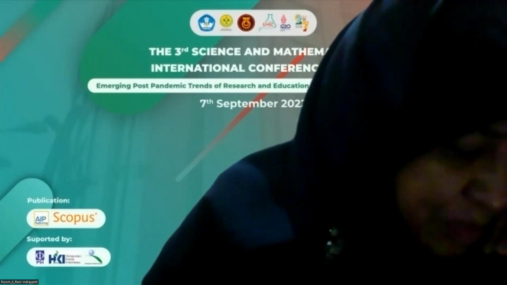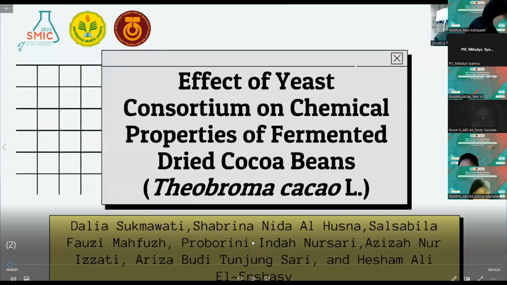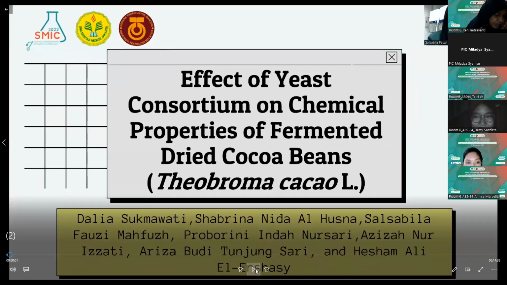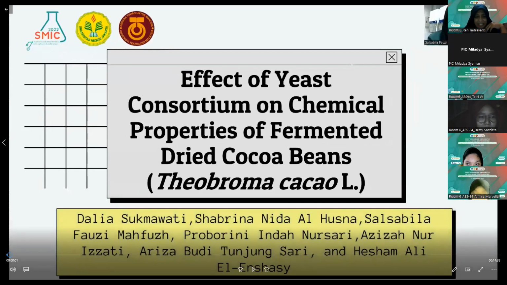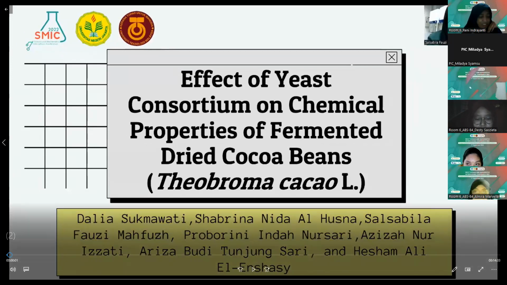For the next presenter, this ABS 85 about effect of yeast consortium on chemical properties of fermented dried cocoa beans will be presented by Mrs. Dahlia or Ms. Proborini. It will be presented by Salsabila. Oh, this is presented by Salsabila Fauzi Mahfuz. Yes. Okay, thank you, please. The time is yours.